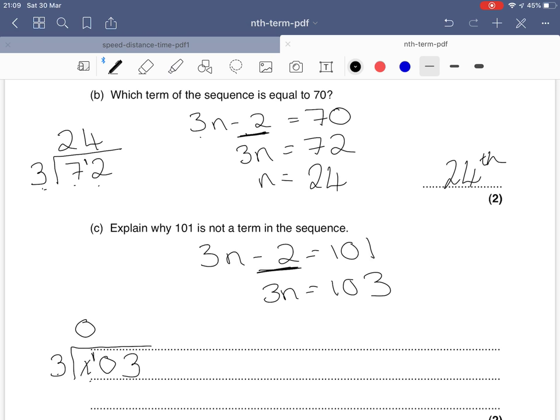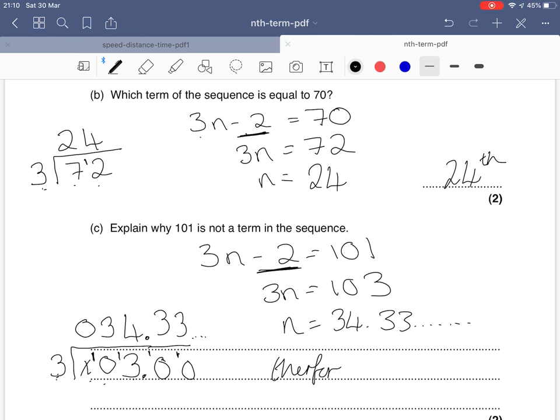0. Carry my 1. How many 3s go into 10? 3. Remainder 1. How many 3s go into 13? 4. Remainder 1. So this is where our decimal kicks in. How many 3s into 10? Going to be 3. Remainder 1. And that will carry on going. So n would be 34.33 and it would recur because you would carry on getting 10. So therefore, it's not in the sequence.